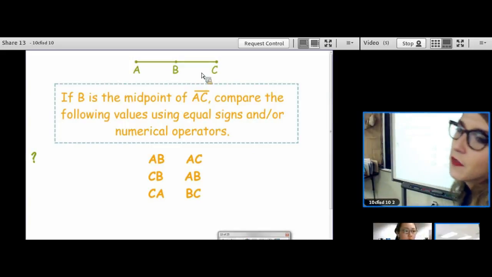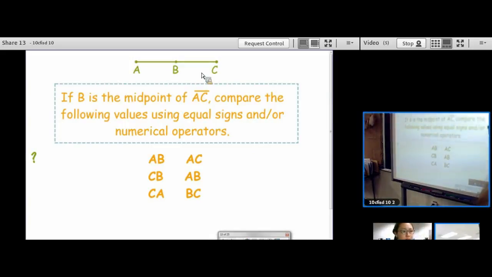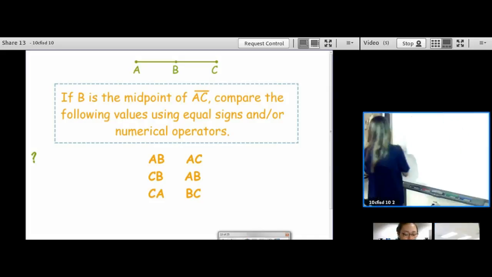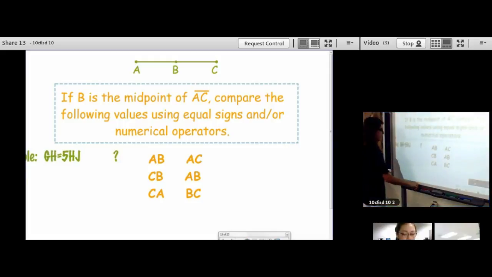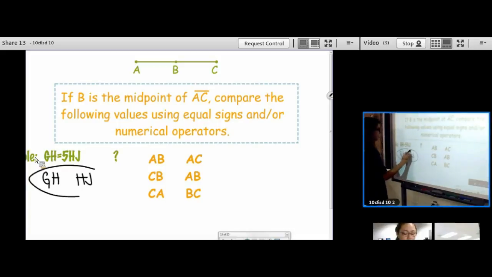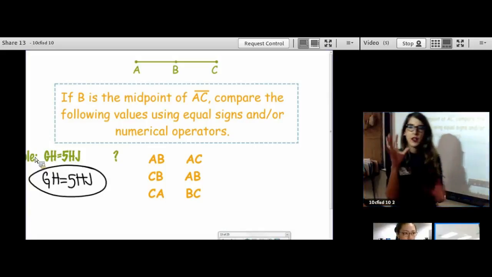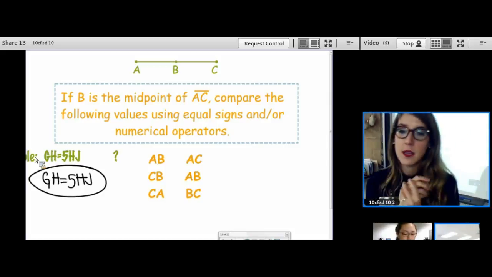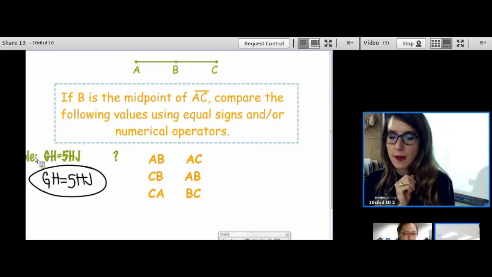Take a look at this slide. If B is the midpoint of AC, compare the following values using equal signs and or numerical operators. Is that kind of confusing? So here's my example. And this is not the correct answer. See how I filled in G, H, and then HJ. And to make this a true statement, I put equals and I put a 5. So fill in the space between those two segments using equal signs and numbers to make them true. I'll give you a minute to try that.